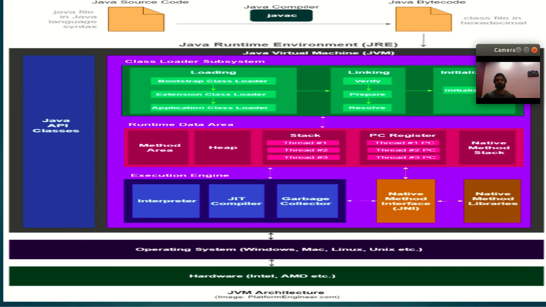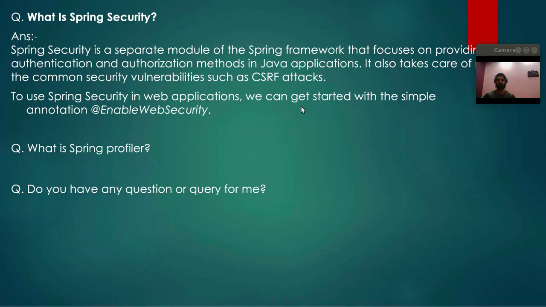So the next question he was asked, let's move to the next question, is: what is Spring Security? Basically, Spring Security is a separate module of the Spring framework. It focuses on providing security to your web application. It provides authentication and authorization in your Java application, and it also takes care of vulnerabilities such as CSRF attacks. So we can safeguard ourselves by using Spring Security.